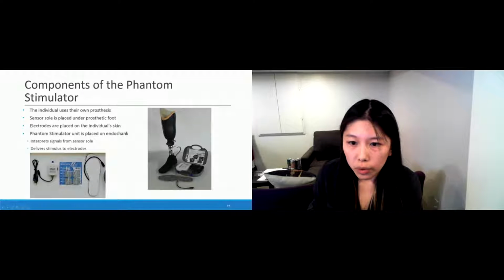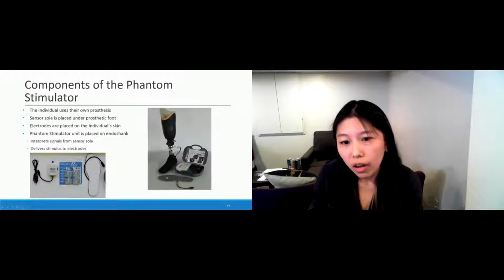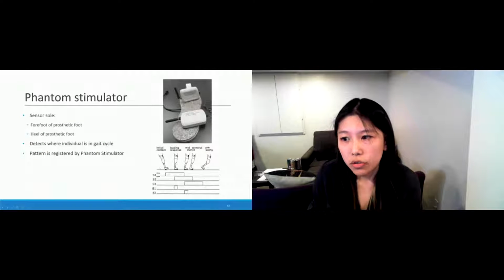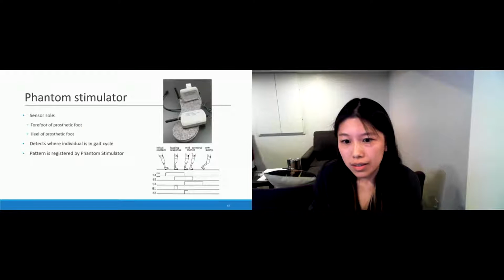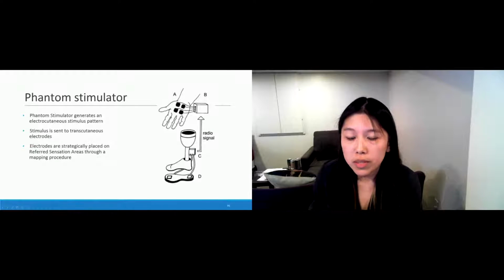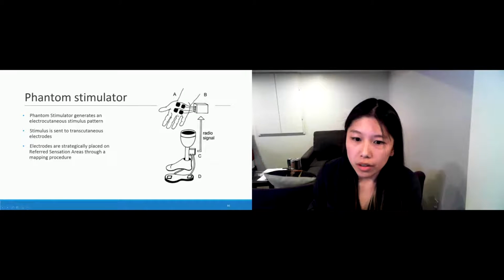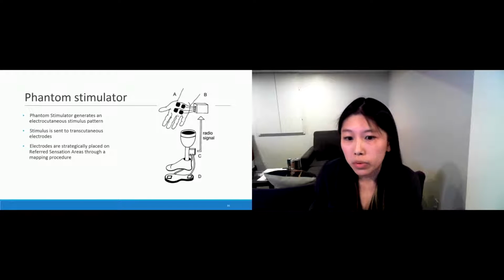This phantom stimulator unit will interpret signals from the sensor sole, and it'll also deliver stimulus to the electrodes. The sensor sole has sensors on the forefoot and the heel of the prosthetic foot, so that when the individual is walking, it can detect where the individual is in the gait cycle. This pattern is registered by the phantom stimulator. The phantom stimulator then generates an electrocutaneous stimulus pattern, and this stimulus pattern is sent to the transcutaneous electrodes. These electrodes are strategically placed on referred sensation areas through a mapping procedure that my colleague, Patricia Dang, is going to explain now.